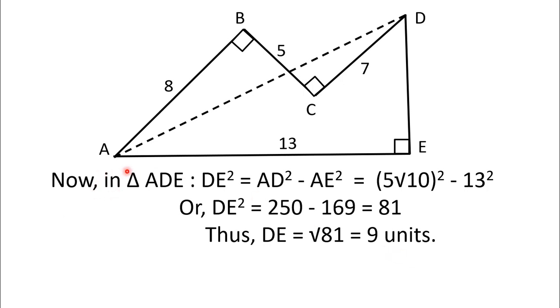Now, in triangle ADE, DE square is equal to AD square minus AE square, which is equal to 5 under root 10 square minus 13 square, which is equal to 250 minus 169 is equal to 81. This gives us DE is equal to 81 under root is equal to 9 units.